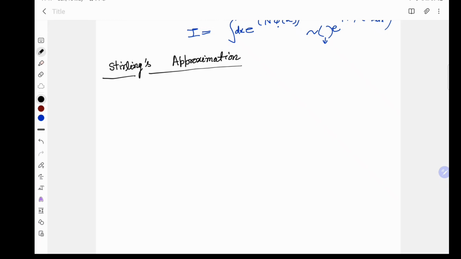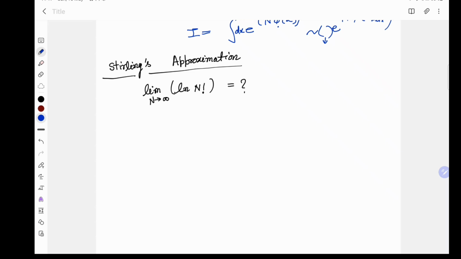In this video, we will derive the logarithm of n factorial, and how it can be simplified. The logarithm of n factorial in the limit n tending to infinity, how one can simplify it.